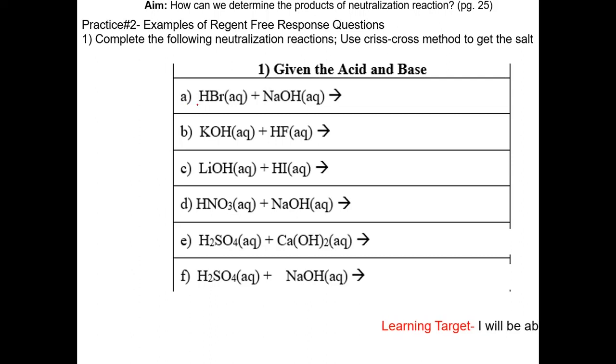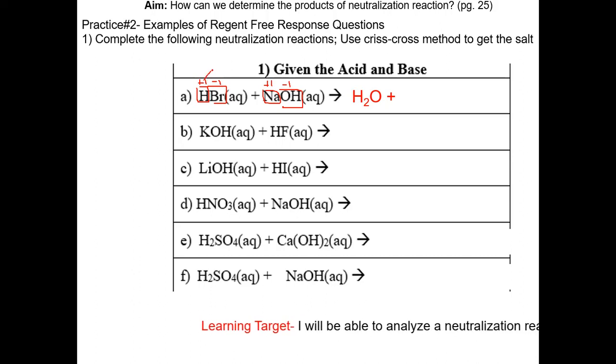For question A, we have hydrobromic acid reacting with sodium hydroxide. What are the products? Since it's an acid-base reaction, one of the products has to be water. To get the salt, we have to switch the ions and use the crisscross method. So let's first figure out the charge of each of the ions. Hydrogen is positive 1, bromine is negative 1, sodium is positive 1, and hydroxide is negative 1.